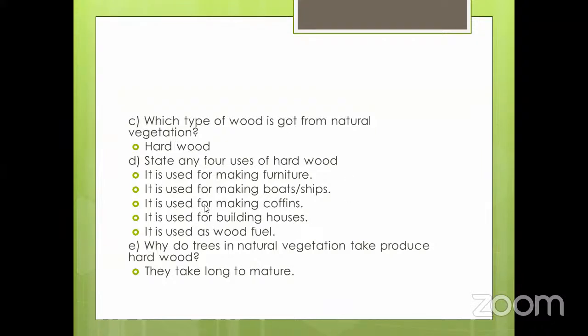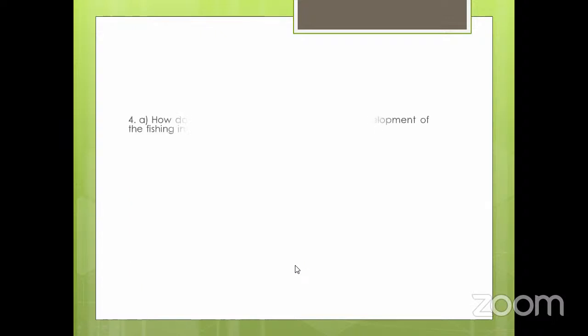Then someone said hardwood is used for making coffins, which is true. Like when someone dies, they need a coffin to put that person in. Then it is used for building houses. This one is basically roofing, during roofing. That is what it means. Then it is used as wood fuel. Maybe it can be used as firewood, or someone can decide to make charcoal out of it. Okay.